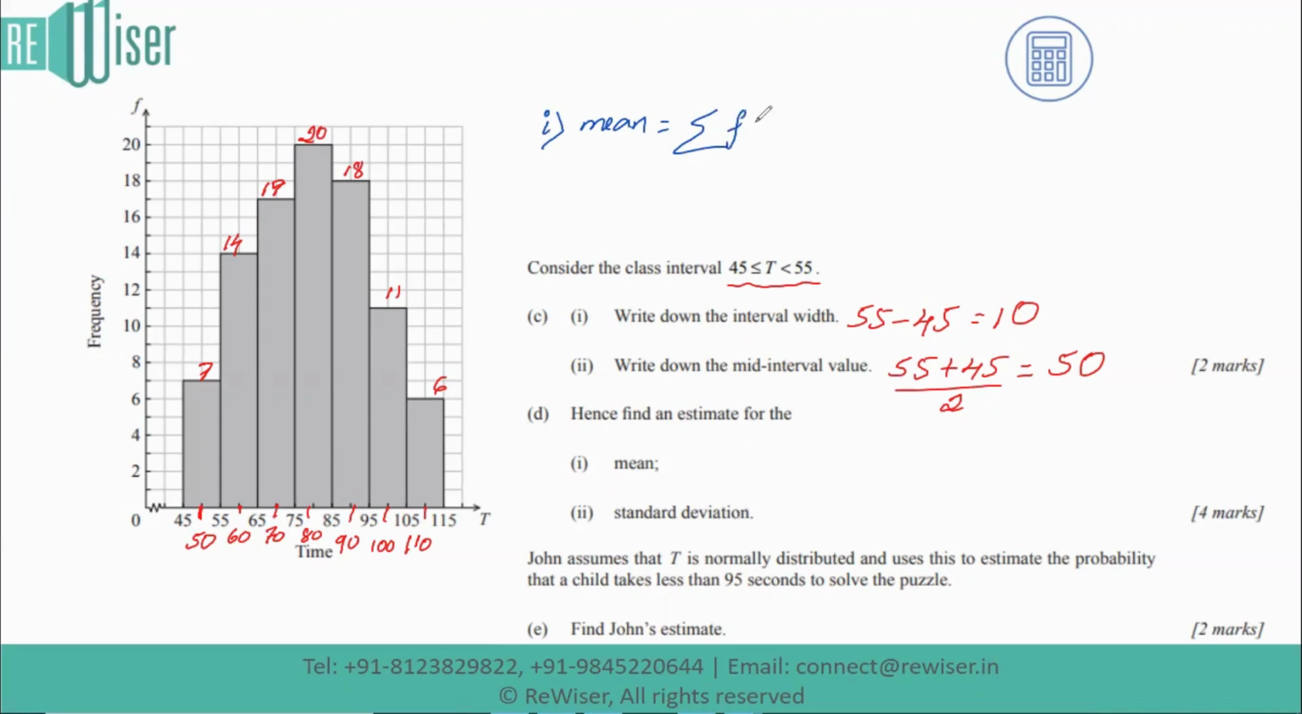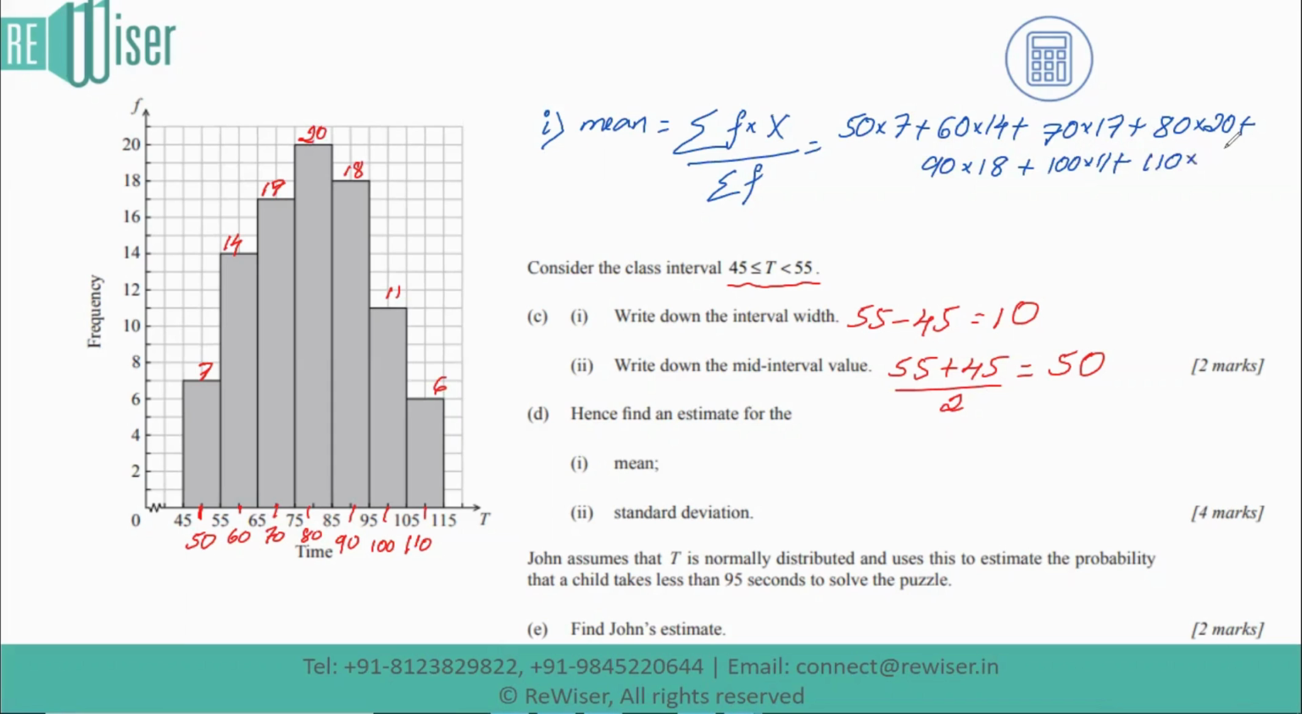So you can also say it like frequency into data divided by summation of frequency. So we need to do it like 50 times 7 plus 60 times 14 plus 70 times 17 plus 80 times 20 plus 90 times 18 plus 100 times 11 plus 110 times 6. And this entire thing divided by sum of frequency.